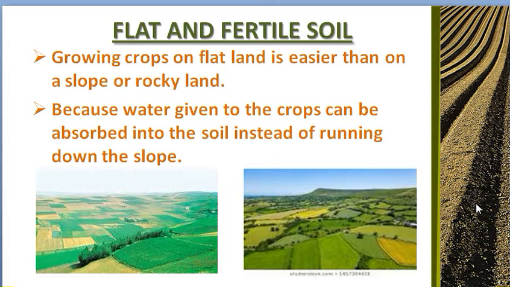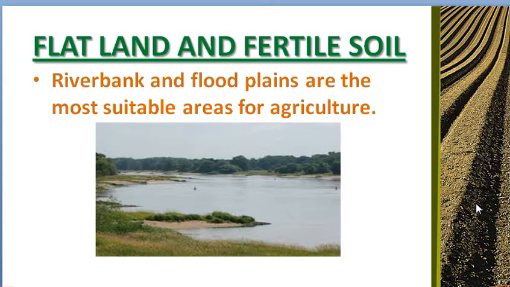Next one is flat and fertile soil. Growing crops on flat land is easier than on a slope or rocky land because water given to the crops can be absorbed into the soil instead of running down the slope. Plain fertile land supports agriculture. Riverbanks and floodplains are the most suitable areas for agriculture. They have the most fertile soil and flat land. In Pakistan, the plains of Sindh and the Punjab are the most suitable areas for agriculture.